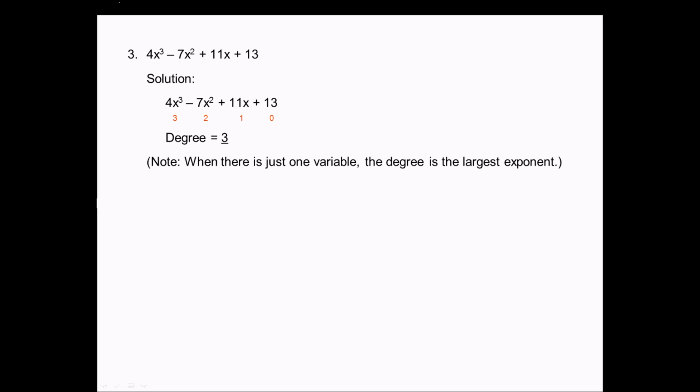So again, note when there's just one variable, the degree is the largest exponent. Degrees are kind of easy to find. The problem is, what is the big deal about them? It does turn out when there's just a polynomial with one variable, the degree does tell you a lot about it. When you have several variables, it's just kind of a fun thing to find.